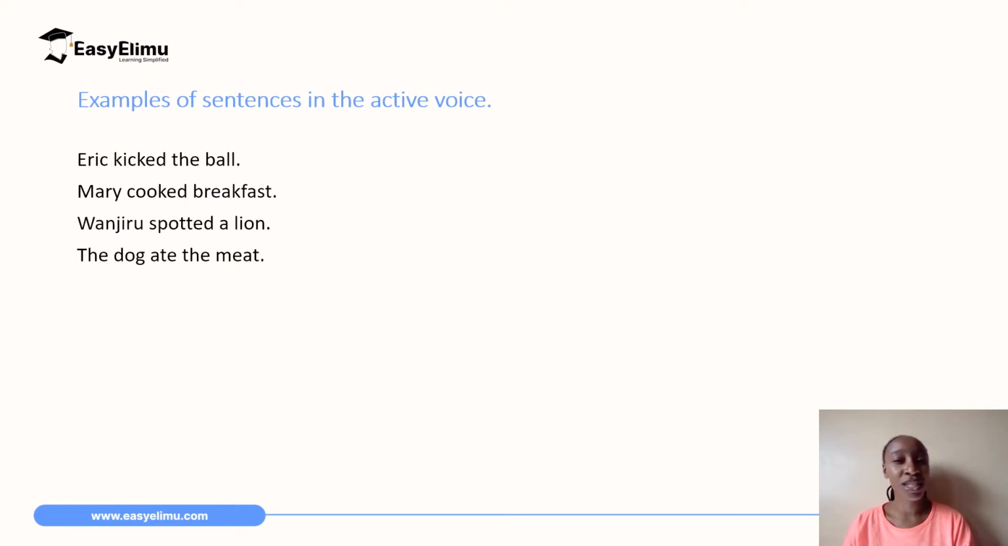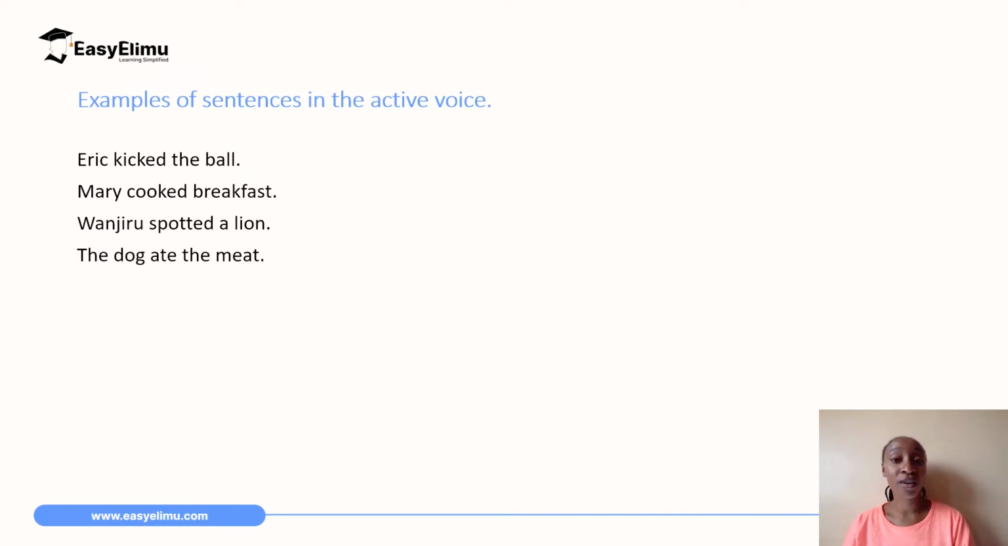If you want to easily identify the subject, the verb, and the object, start by identifying the verb. Remember, we have said that the verb is the action. So the action in this sentence is kicked. Who is the doer of this action? Who did the kicking? Eric. So Eric is the subject. Kicked is the verb. And then what was kicked? The ball. So the ball is the object.